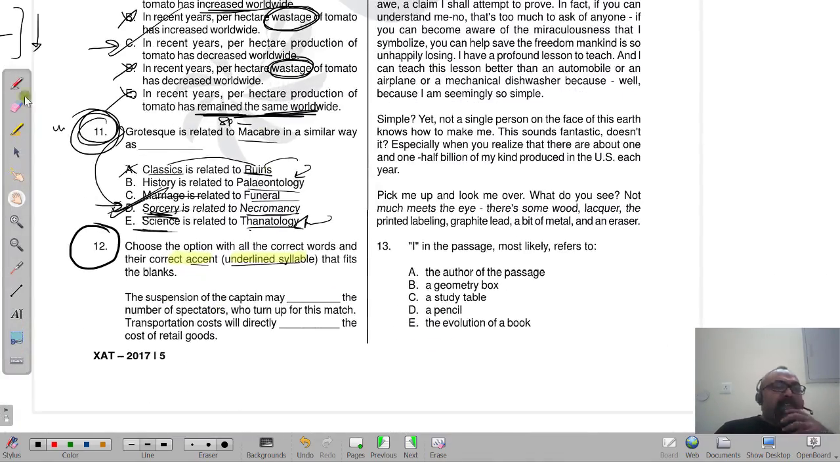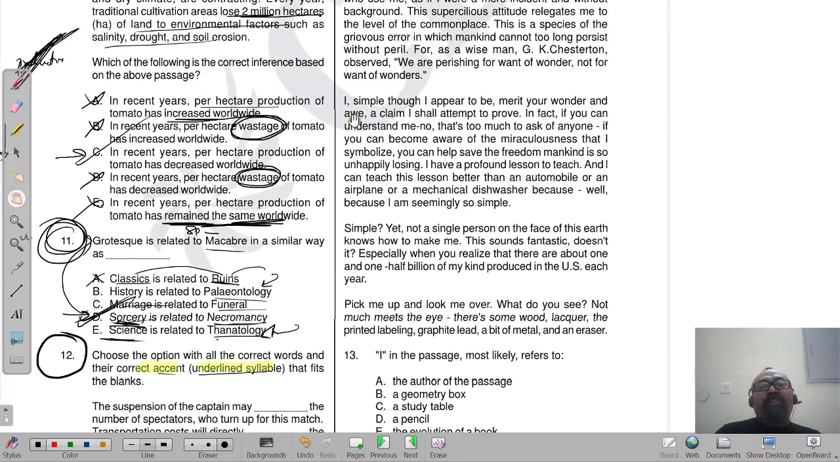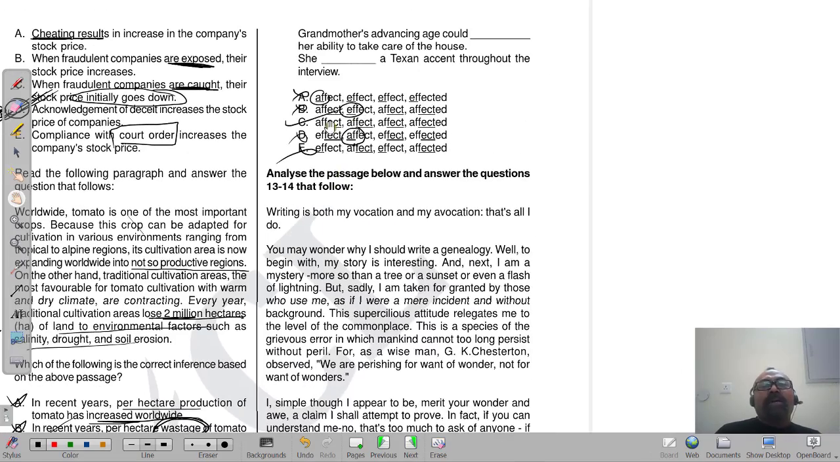You look at this: the suspension of the company may affect the number of spectators who turn up to the match. A verb should be used, a verb form. Transportation costs will directly affect. That's also a verb form. So both should be affect. The first two should be affect, and that's also answer choice C. The grandmother's advanced age could affect her ability. Again, a verb form. Those three are the same: affect. And she affected a tone and accent throughout her interview. That's also fine. So answer choice C.